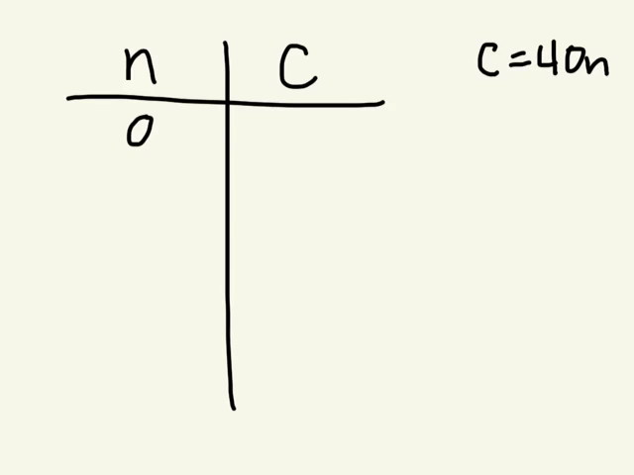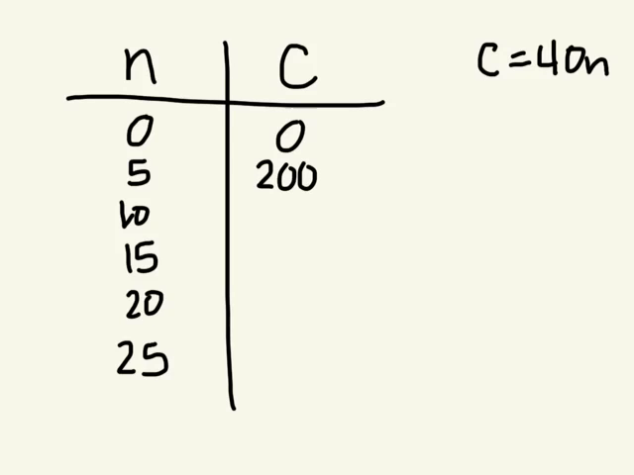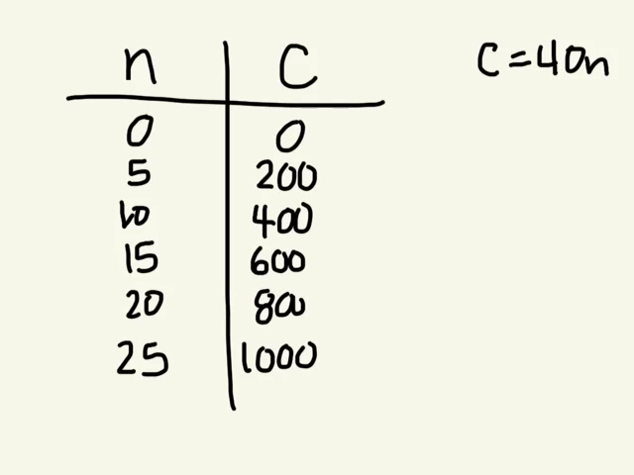If there's 0 people, how much does it cost? $0. What do you want to count by? What do you want to choose for the number of people? 5s? Okay. 5, 10, 15, 20, 25. Let's go up to 25 people, and I want you to calculate the cost for each one. For 5 people, it's good. $200. 10 people, 400.